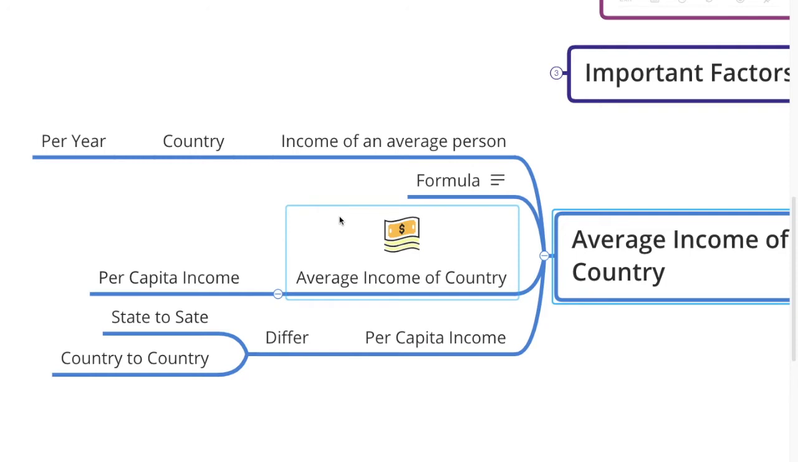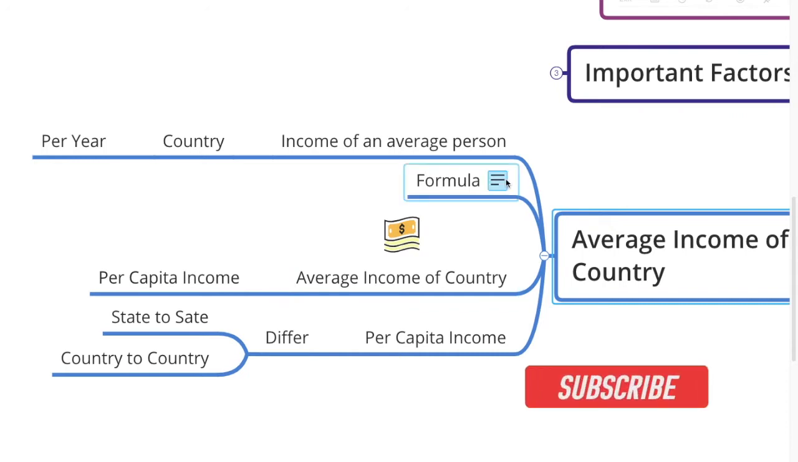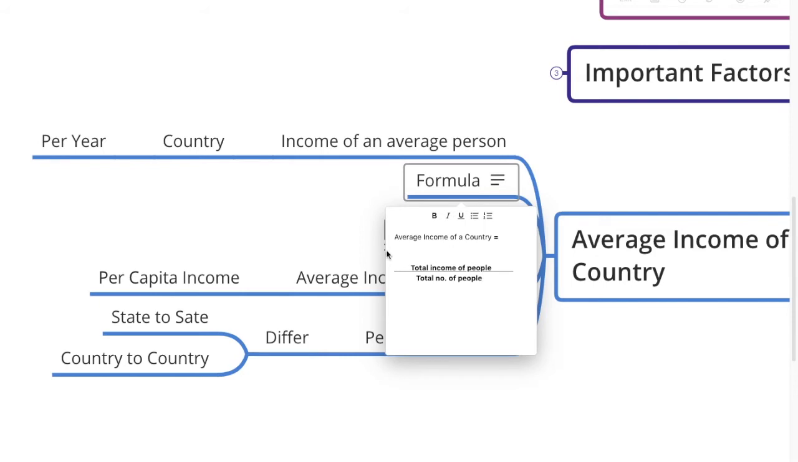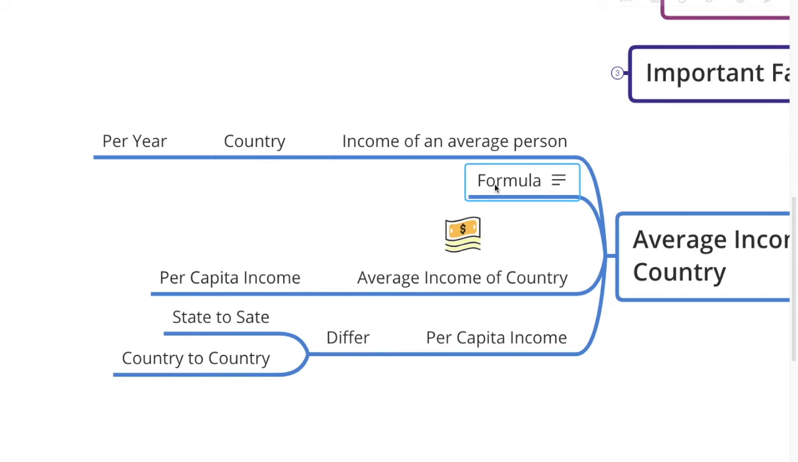You got the point? I'll repeat that again. Income of an average person of that country in that particular year. There's a formula which can help us find out the average income of a country. And what is that formula? Very, very easy. Average income of a country is equal to total income of people divided by total number of people in that particular country or in that particular state. Okay, I'll repeat that again. Average income of a country is equal to total income of people divided by total number of people. Average income of a country is also called per capita income. Now, per capita income can differ from state to state, country to country, etc.